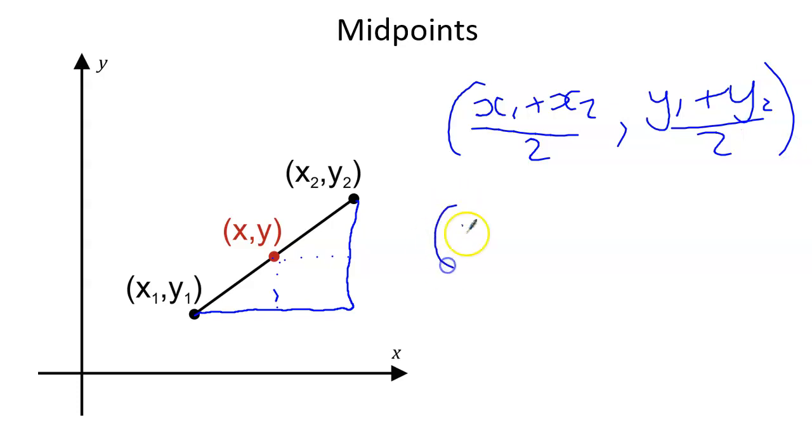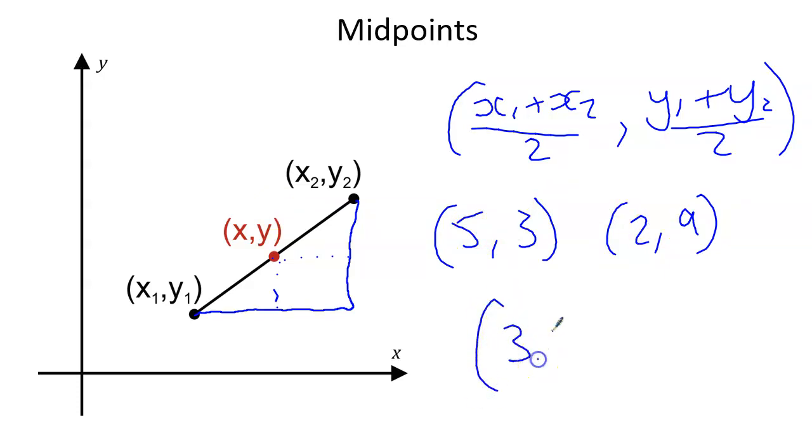So if we put some numbers down, let's say we've got 5, 3, and 2, 9. Okay, those are the two ends of our line segment. Okay, so 5 plus 2 is 7 and half it. So 3.5 is going to be our x-coordinate. 3 and 9 is 12. Half it is 6. So very straightforward. That is the midpoint of that line segment.